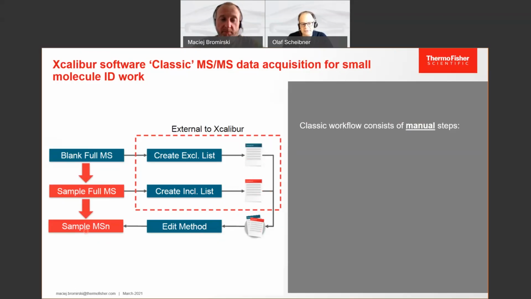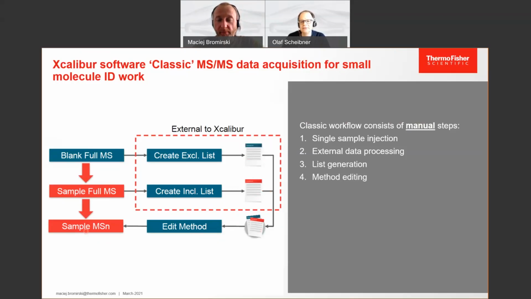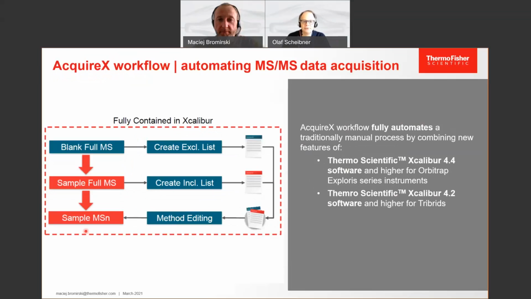And you most likely need to repeat that, because in one go you will not have all the MS2 spectra covered. So you have sample injection, external data processing, list generation, method editing, and then single sample re-injection. That's the manual workflow, which is pretty tedious, which you can do on AcquireX Active, for example, but it will cost you a lot of time. And so in AcquireX, we've just put that all into one box. Basically, Excalibur, with the function of AcquireX, will do this all for you.